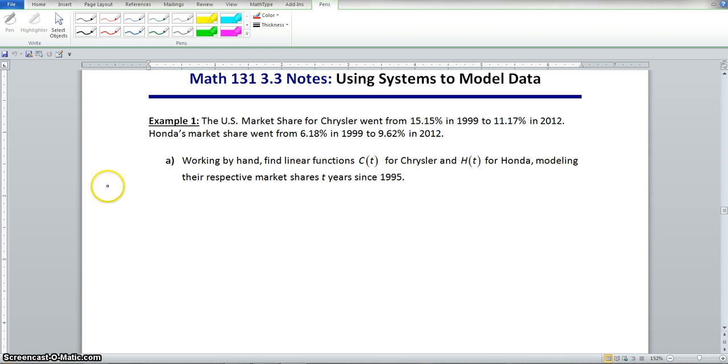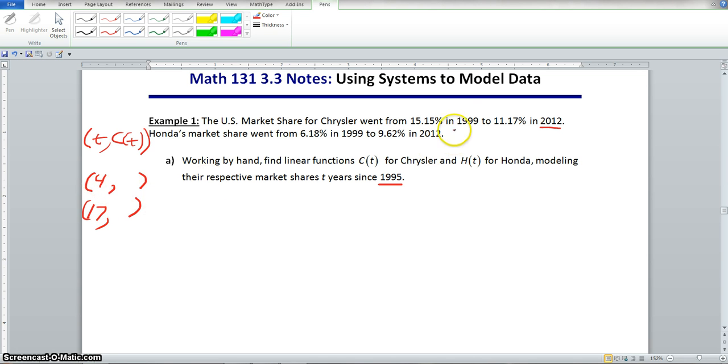Okay, so the first thing we need to do, let's find the equation for Chrysler. Now we know that the ordered pair would be t, C of t, which is the same as our x and our y. So remember, everything is based off of the year 1995 as far as the years go. So the first year for Chrysler is 1999, which would be 4. And then the second year, which is 2012, that's 17 years from 1995.